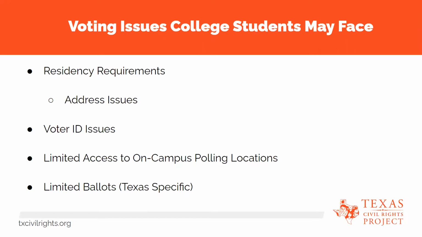And then this last one, some of you may be familiar with, you may have heard of it before. It's not a challenge or an issue that college students face. It's a potential way for certain eligible college students to cast a limited ballot, as it's called in Texas, that may enable them to take part in an election that they otherwise would just not vote in. So we'll get to that one last.